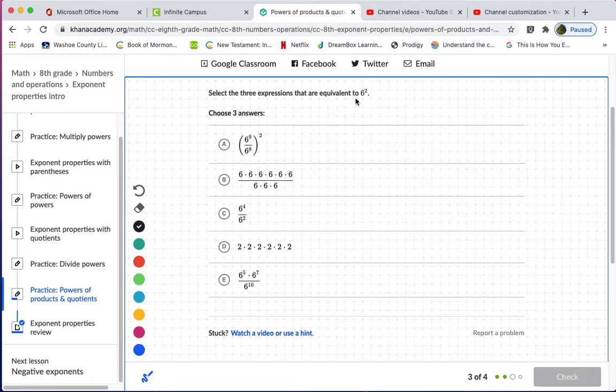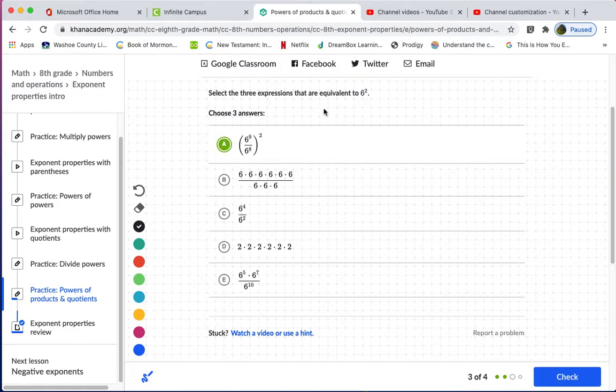Select 3 expressions that are equivalent to 6 squared. Okay, so let's simplify these. This is 6 to the 9th over 6 to the 8th, all raised to the 2nd power. We have the same base, and remember, if we have the same base, we can subtract our exponents. So it's going to be 6 to the 9 minus 8, which is 6 to the 1. That's what's inside the parentheses, 6 to the 1 squared. Well, that's just 6 to the 1 times 6 to the 1, so that is 6 squared. So that is a correct answer.